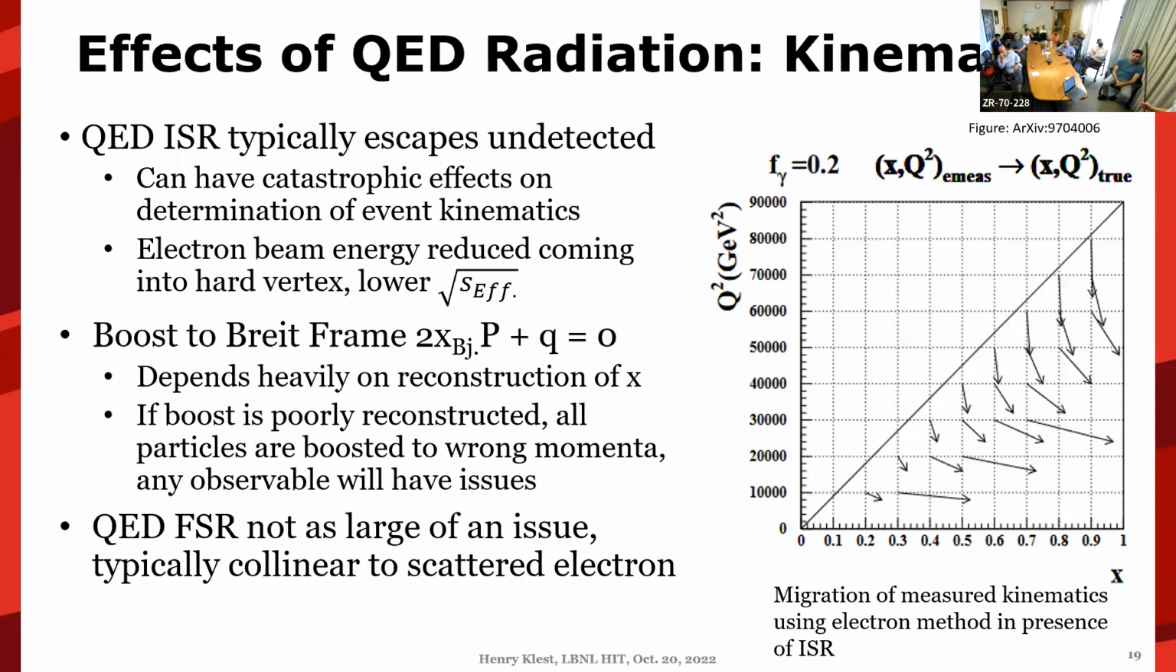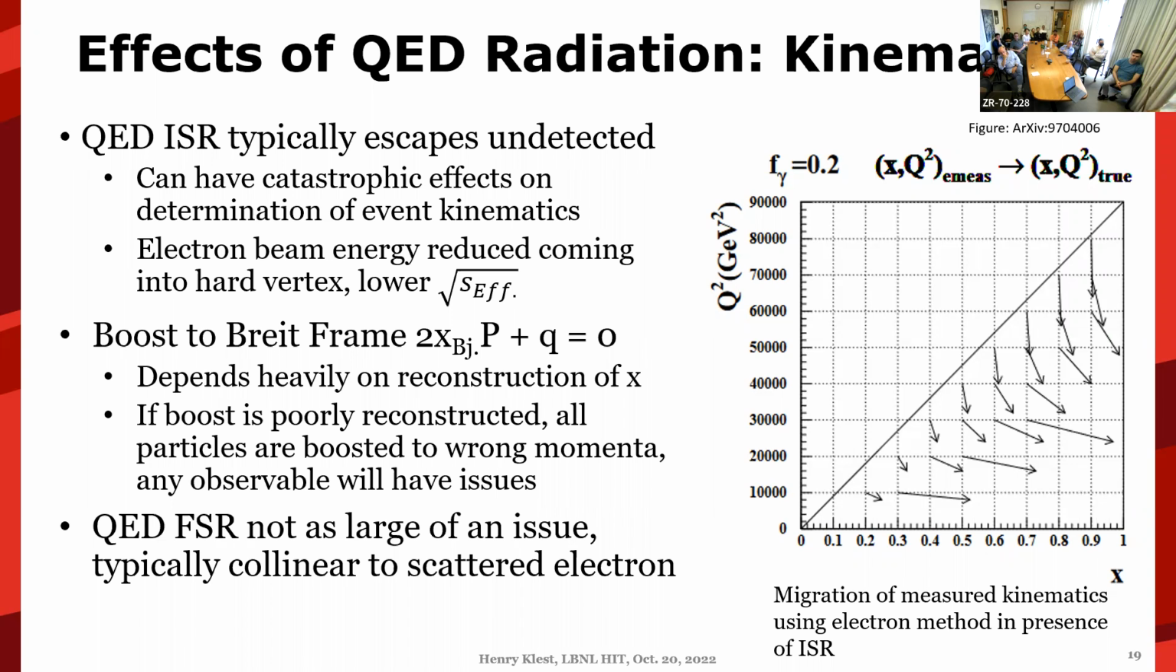The final state radiation is not so much of a problem typically because it's typically collinear to the scattered electron, and it often just goes into the same calorimeter cluster as the scattered electron, and you don't have to worry about it so much. The thing where you can get into trouble is if you're doing a measurement in the Breit frame. Any issue in reconstructing X, and basically every particle is in the wrong place, right? Because you've reconstructed the boost incorrectly, and then you do the boost, and every particle is not where it should be. So you really need to do these Breit frame measurements. You need the DIS kinematics reconstructed very precisely.